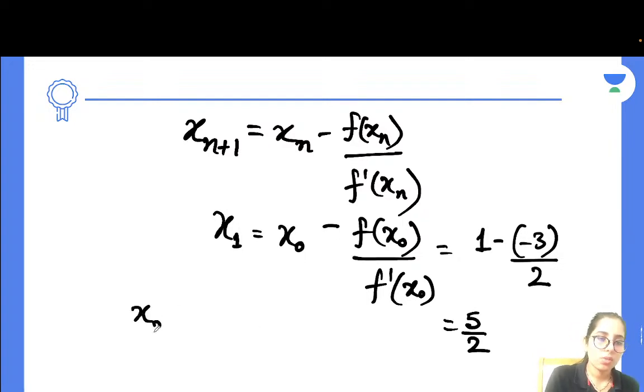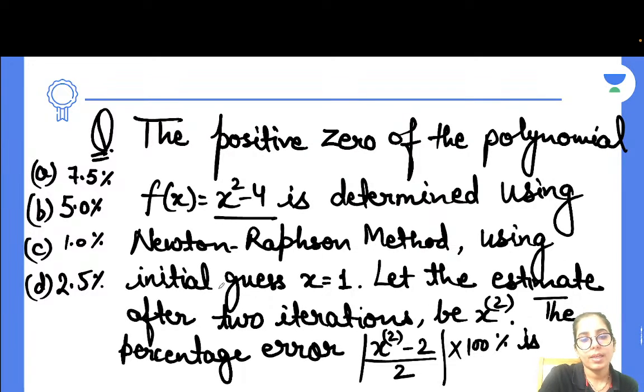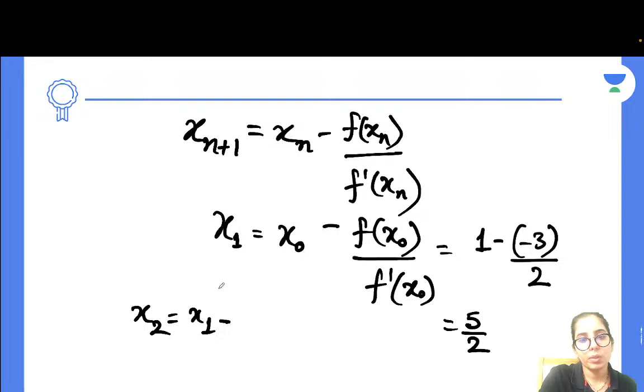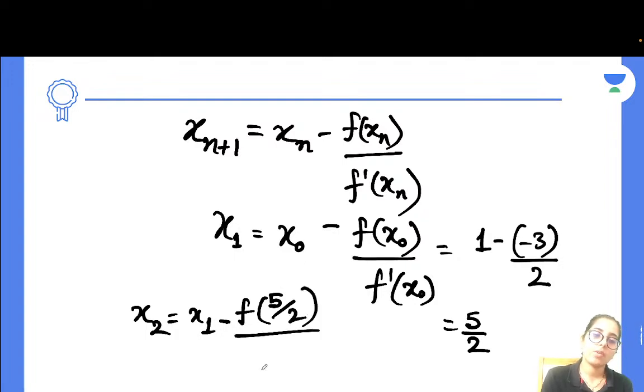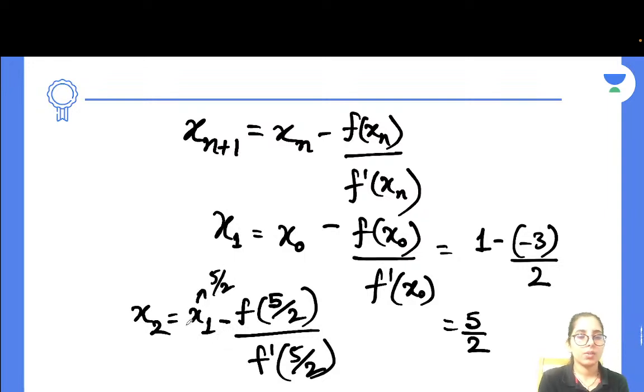Now, x2 is equal to x1 minus f of x1 divided by f dash x1. If I consider x equal to 5 by 2 as the first value, that means the function's value at 5 by 2 divided by the function's first order derivative value at 5 by 2. And x1 is nothing but 5 by 2, you can plug in here. Once you find x2, I think you are going to get 41 over 20.